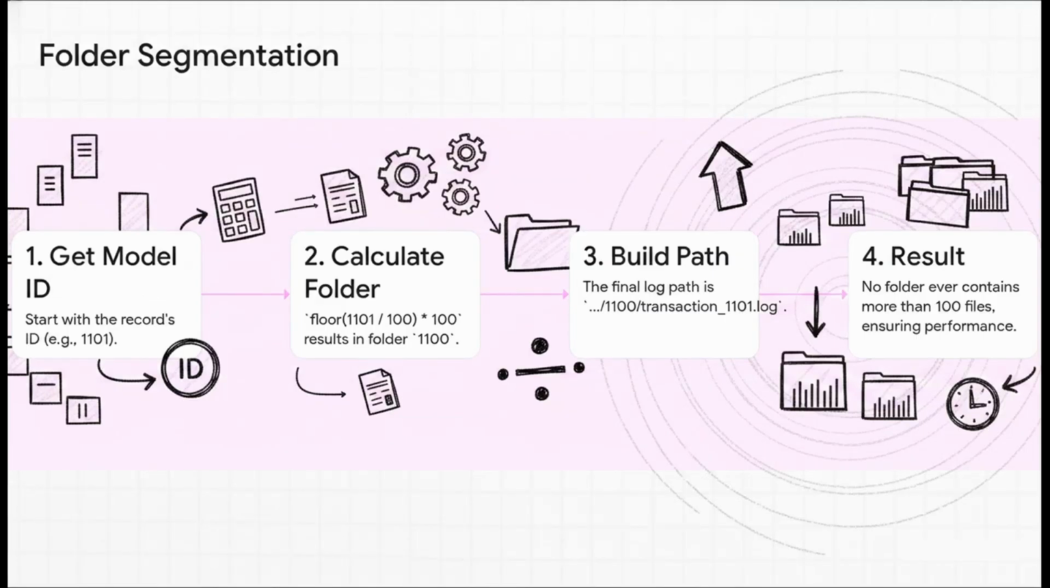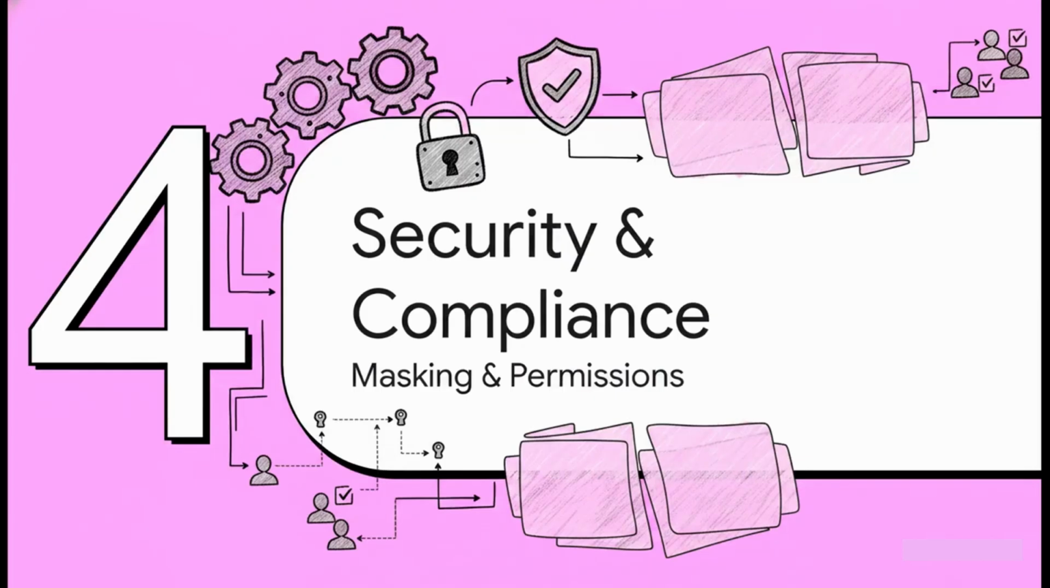But wait, you might ask, won't a million log files in a single directory slow everything to a crawl? And yeah, you're right, it totally would. So we use a simple but clever trick, folder segmentation. We just do a tiny bit of math on the model's ID to group the log files into subdirectories. The result is that no single folder ever has more than 100 files in it, which keeps everything snappy and scalable. So now we have a system that's trustworthy and scalable.